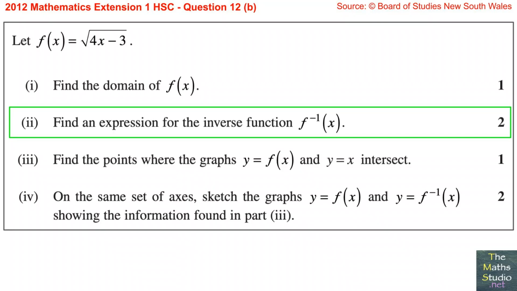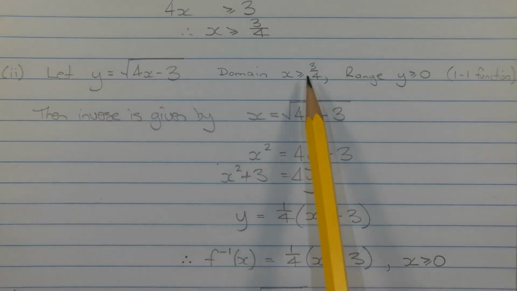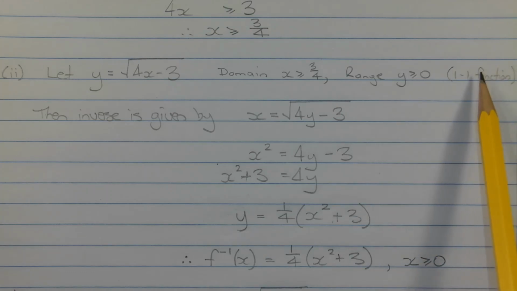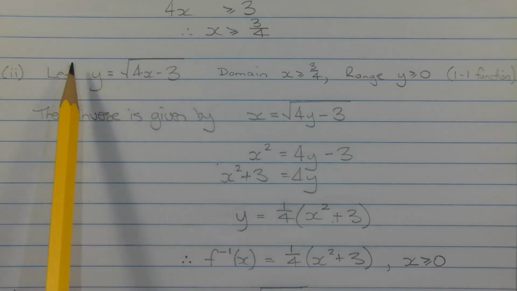Part 2. Find an expression for the inverse function, f inverse of x. Let y equal the square root of 4x minus 3. Now in part 1, we found that the domain is x is greater than or equal to 3 over 4, and the range is y is greater than or equal to 0. And it's also a one-to-one function. That means the graph of y equals the square root of 4x minus 3 will pass both the vertical and the horizontal line tests. That means the inverse of y equals f of x will itself be a function.